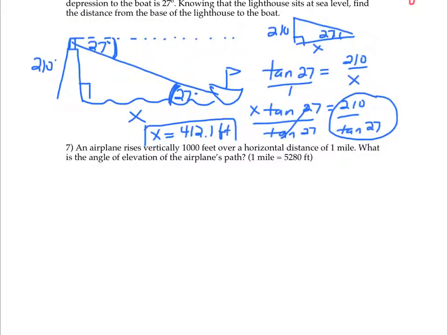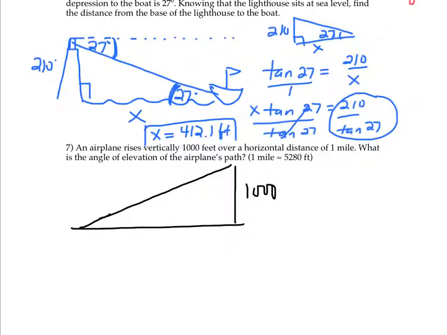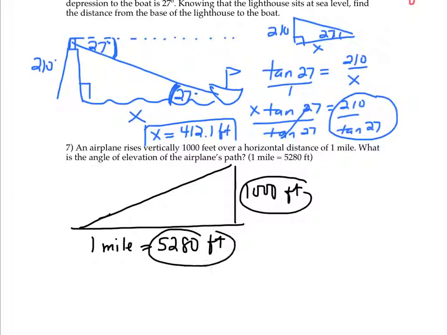For our very last question, it says an airplane rises vertically 1,000 feet over a horizontal distance of 1 mile. What is the angle of elevation of the airplane's path? Okay, so if this is the ground, and our plane is going to be taking a path that rises vertically 1,000 feet over a horizontal distance of 1 mile. So this would be the horizontal distance, 1 mile. Remember that 1 mile is equal to 5,280 feet. We have to have the same unit of measure for both distances.